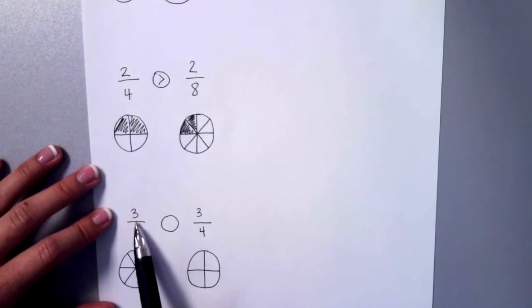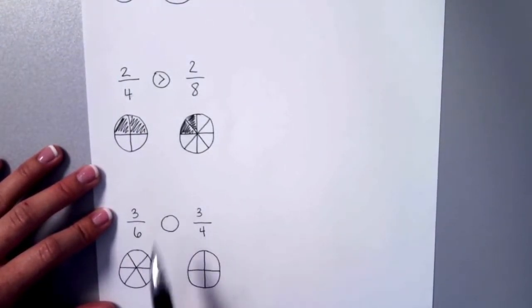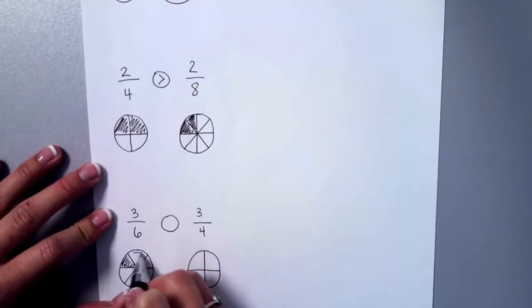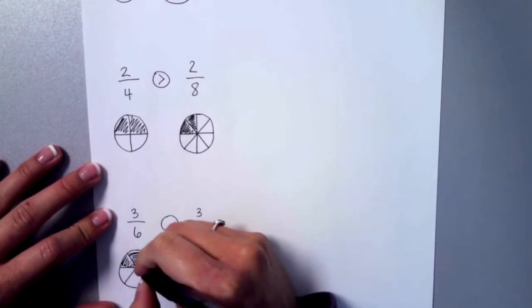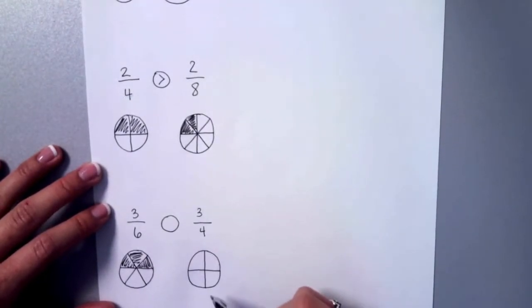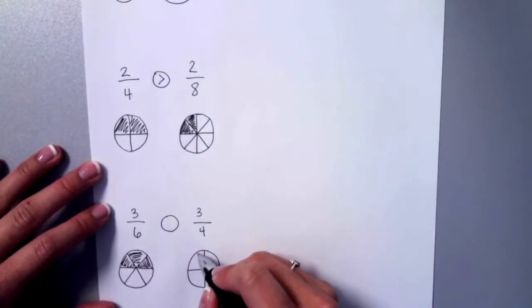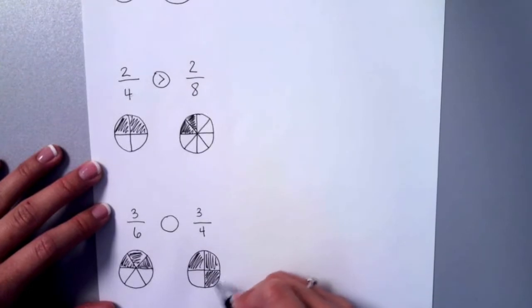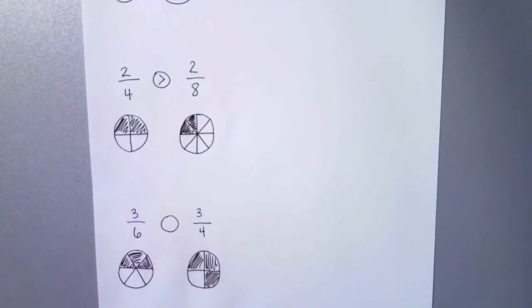So I know that over here on this 3/6 side, I'm going to have 3 pieces shaded in. So 1, 2, and 3. And I know on this fourth side, I need to have 3 pieces shaded in. So 1, 2, 3 pieces shaded in. So looking at our pictures, can you tell what your answer is going to be?